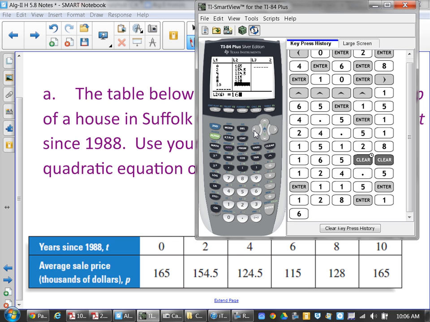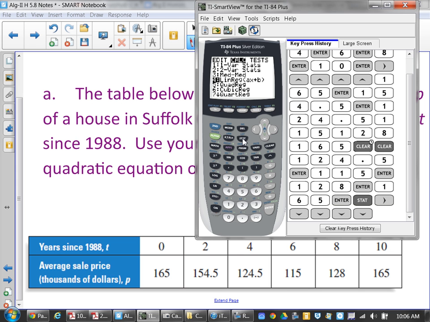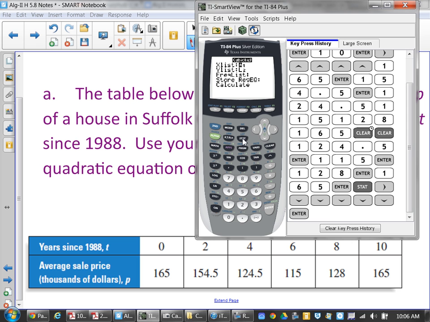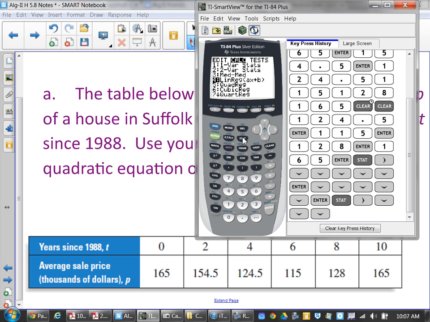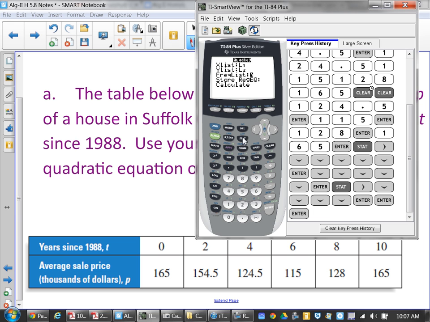Wait, how do you figure the list? You can just hit delete second on each one. Yeah. Then you hit stat again. We're gonna calculate, later, quad, quad reg. You didn't keep it. Quad. There's our A, B, and C then.